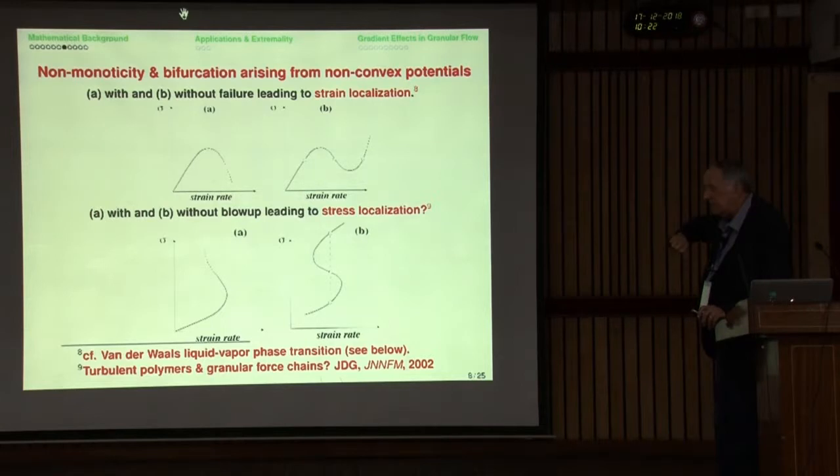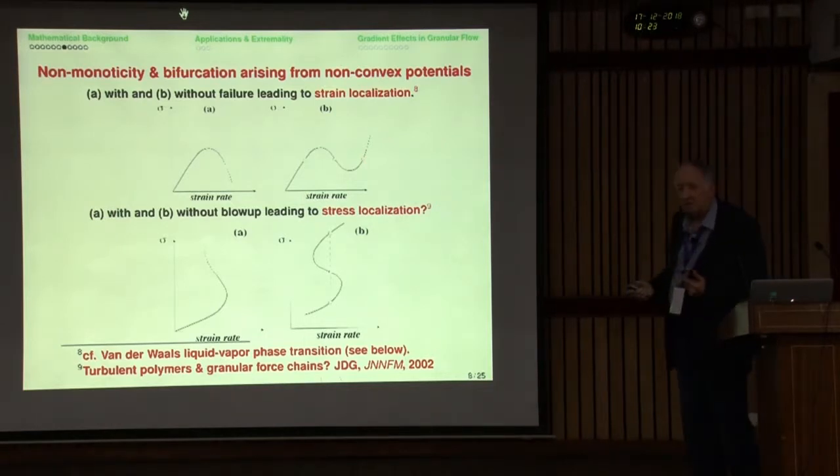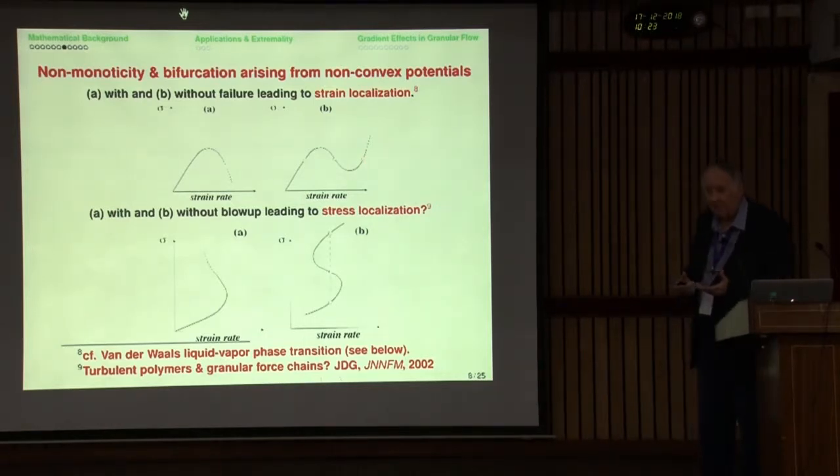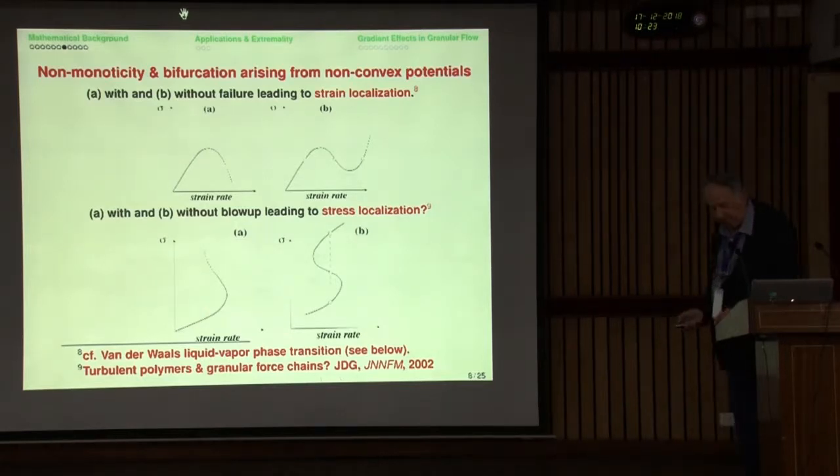if the potential is not convex, that means the derivatives will be non-monotone, and so in stress versus strain rate, we can have a peak stress with failure afterwards, or we can have a situation where we can stabilize and have a low strain rate state coexisting with a high strain rate state. That's the condition for shear bands, to have two different strain rate states that have the same stress. There's another kind of interesting non-monotone behavior, but I won't talk about that here.